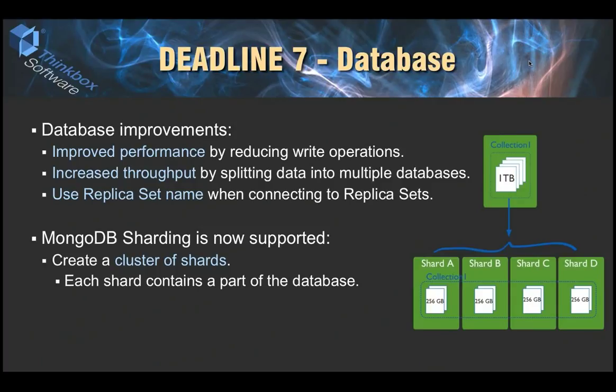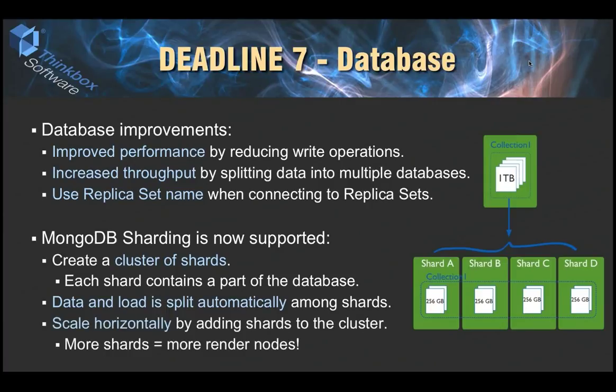But what we can now do is take each of those collections and split them into shards. And we actually split the shards in an appropriate way that maximizes the performance improvement. Now, this data, or this load splitting, is automatic amongst shards, and what it actually means effectively is scaling horizontally by adding shards to the cluster.